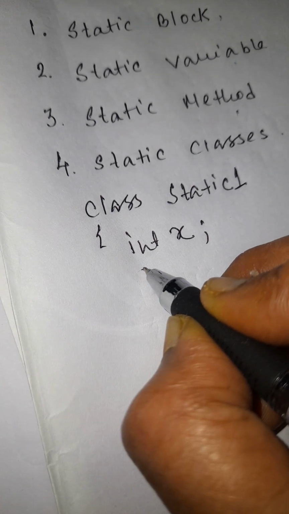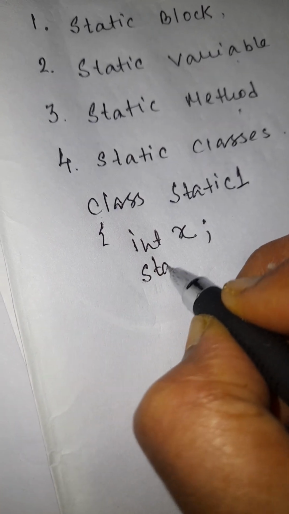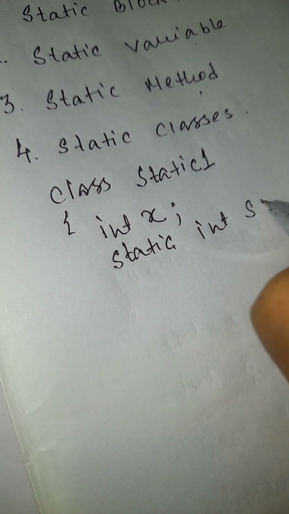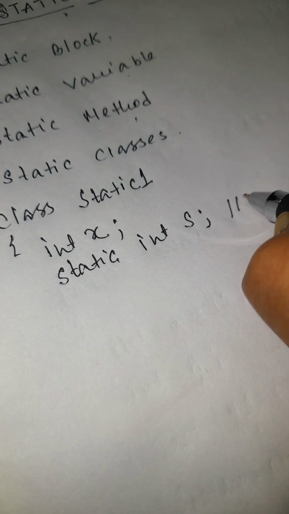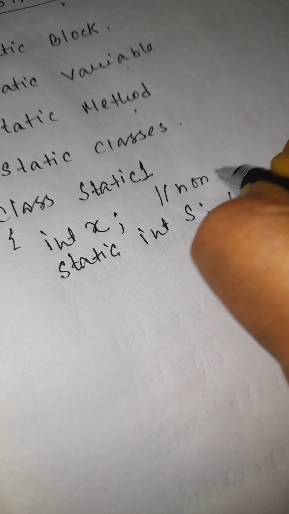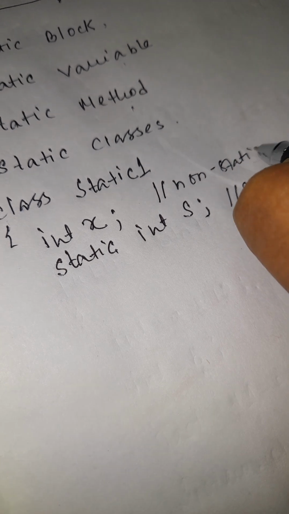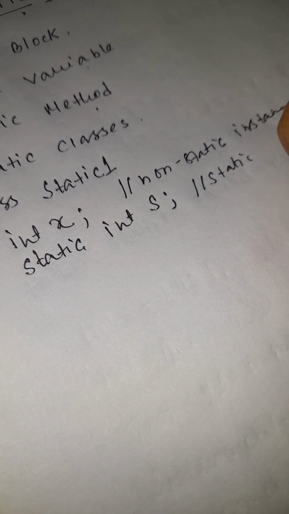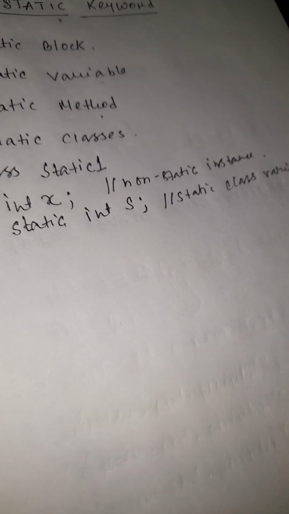One more variable is there. That one is the static variable. This one I can declare like this, static int s. So this one is the static variable. Clear? And this one is the non-static variable. Non-static variable is also known as the instance variable. And the static variable is known as the class variable also. Why it is class variable and why the normal variable is the instance variable, I will discuss afterwards.